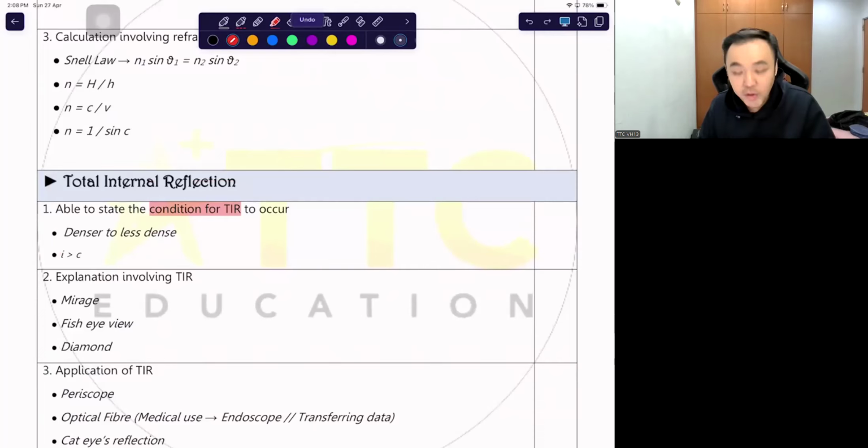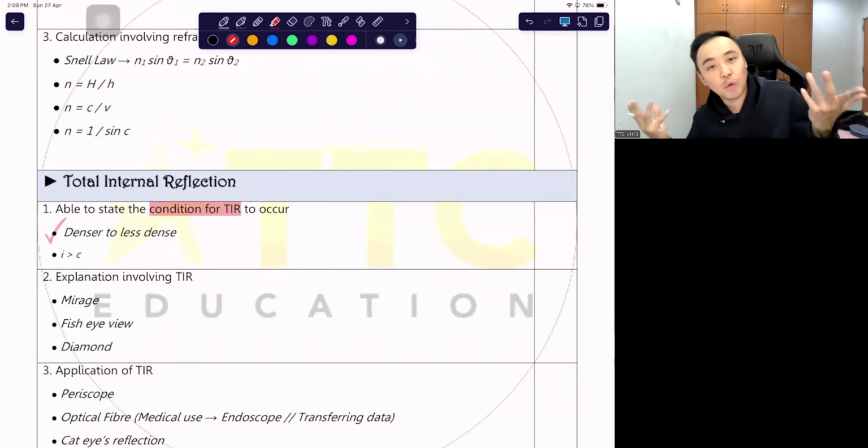Okay, in order for total internal to occur, number 1, you must do this. Meaning the light ray must go from denser to less dense. So you check: are you going from denser to less dense? If it's not, let's say less dense to denser, for example air going into glass, air going into water, that one, no total internal, meaning you get refraction.